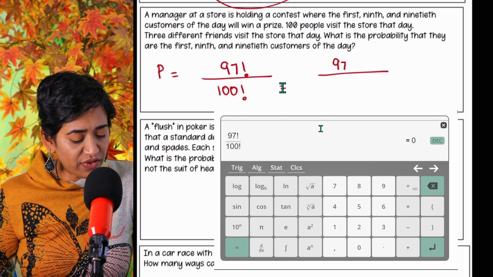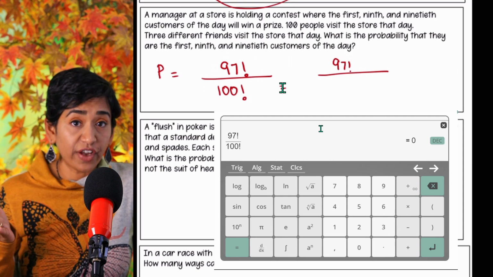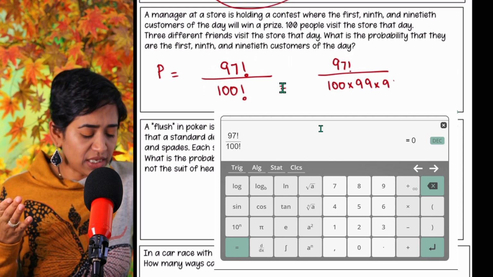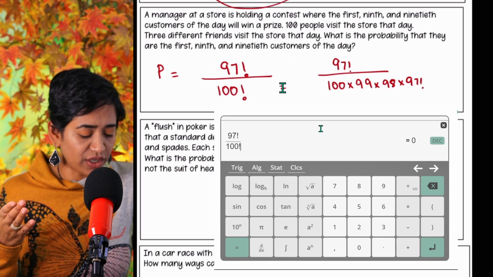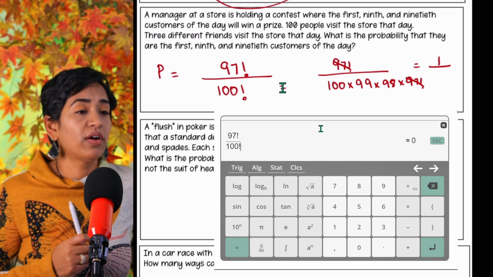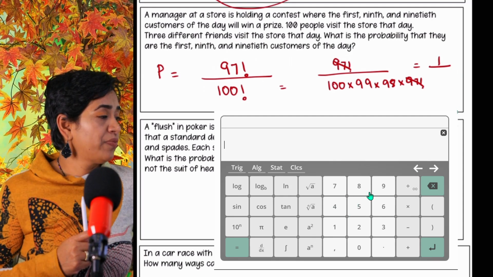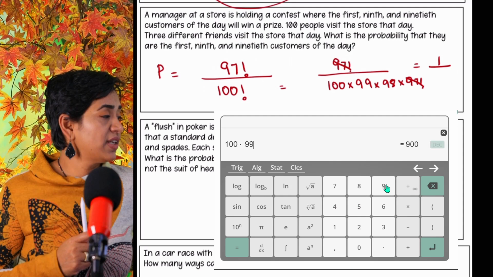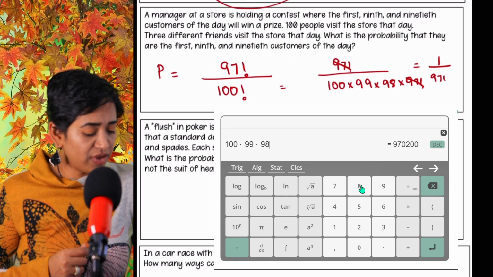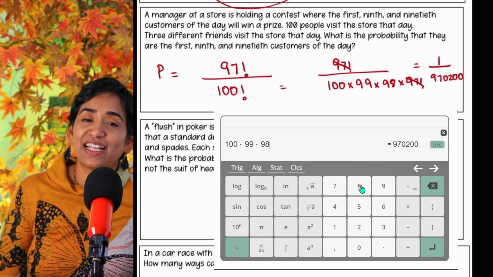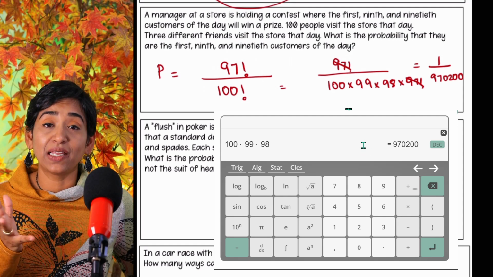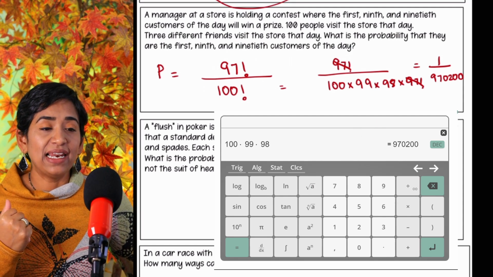So this is 97 factorial. And 100 factorial, I can write as 100 times 99 times 98 times 97 factorial. So the 97 factorial cancel each other. So 1 over 100 times 99 times 98, so that is 970,200. That's your probability. And always, please, please, please keep in mind what's happening in the problem and what they're asking you. Let's take a look at the next one.